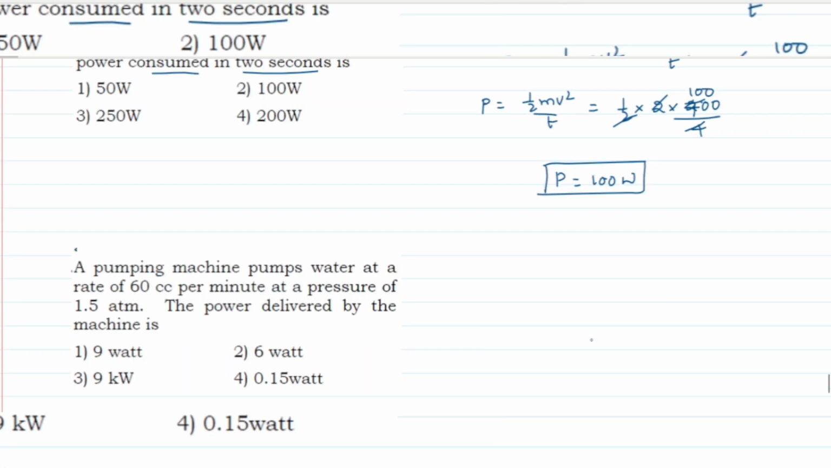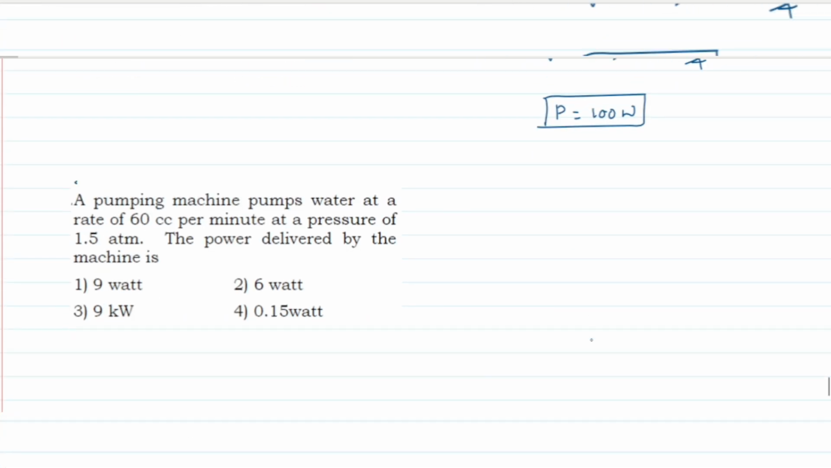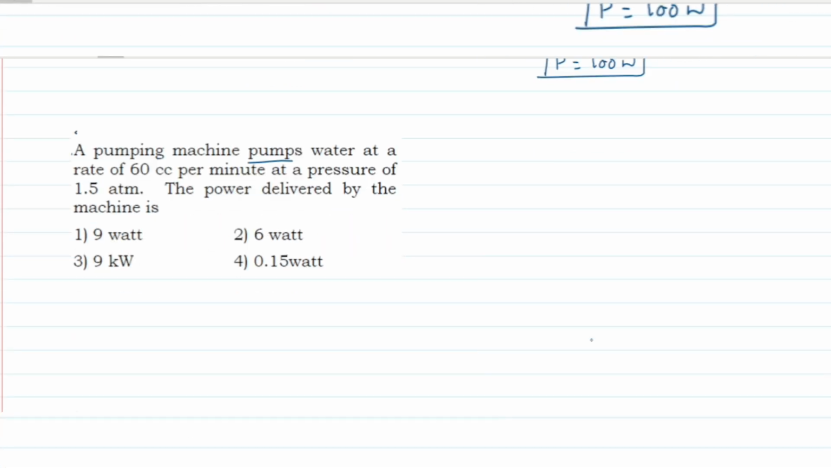Let us see the next question. The next question says here, a pumping machine pumps water at a rate of 60 cc per minute at a pressure of 1.5 atmosphere. So the power delivered by the machine.